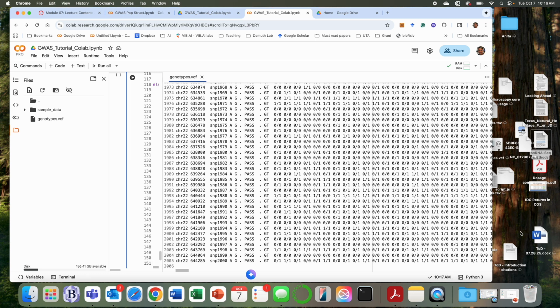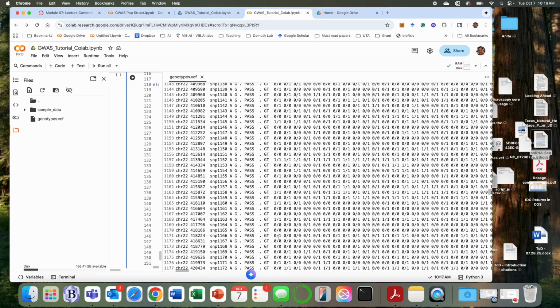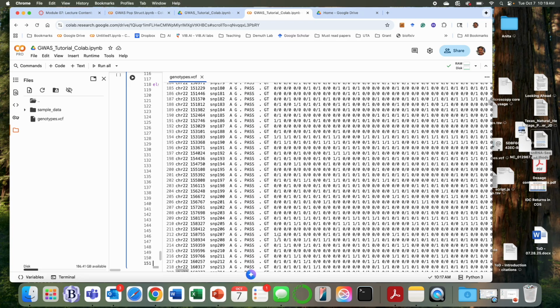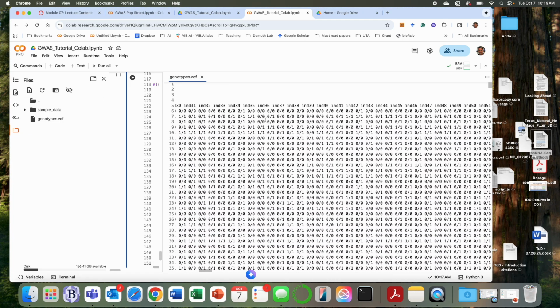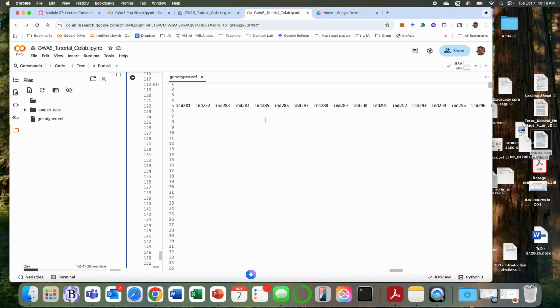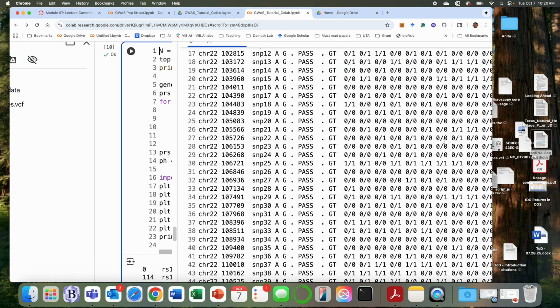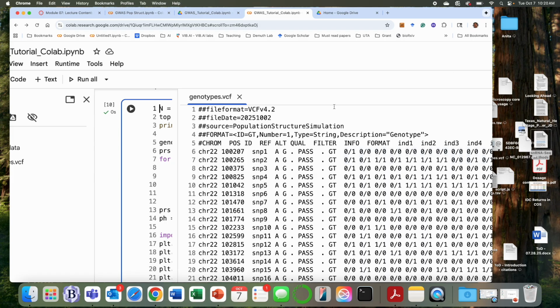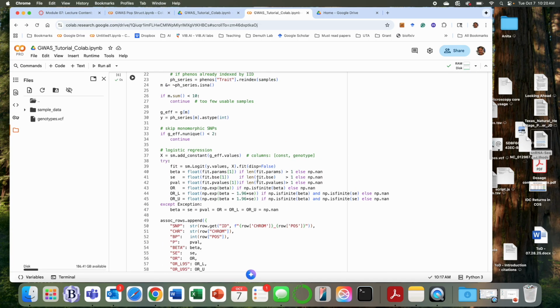So if you opened that genotype VCF file, you would see what I'm showing you right now, like 2,000 SNPs-ish, just going by how many rows there are. And then how many individuals? We've got a bunch. 400 individuals. So this is still a tiny data set by human genetic standards, but we're just looking at the SNPs on chromosome 22. Simulated, but sorry.